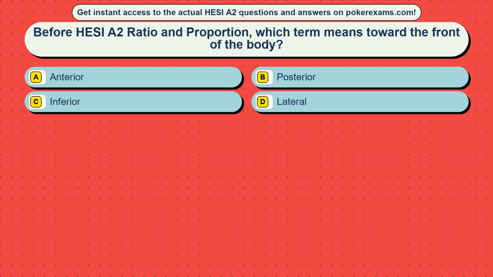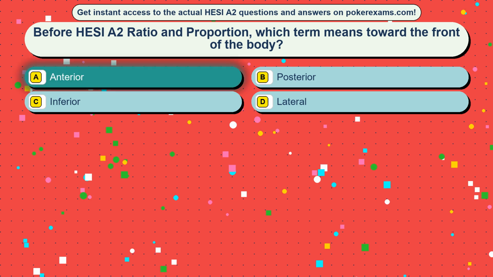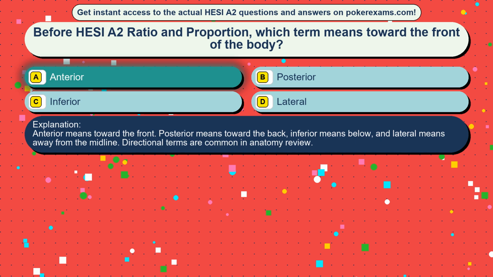Question 5. Before HESI-A2 ratio and proportion, which term means toward the front of the body? Option A, anterior. Option B, posterior. Option C, inferior. Option D, lateral. The correct answer is option A, anterior. Anterior means toward the front. Posterior means toward the back. Inferior means below, and lateral means away from the midline. Directional terms are common in anatomy review.